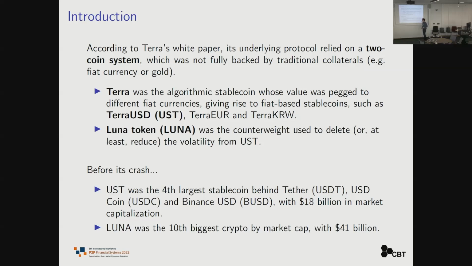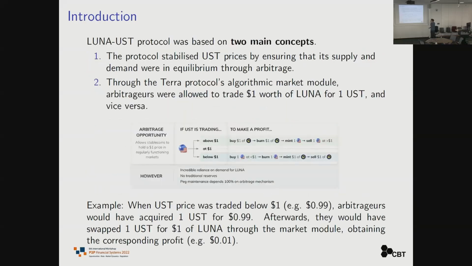And it's interesting to underline that we are not talking about a small project. Indeed, UST was the 4th largest stablecoin, only behind Tether, USDC, and Binance USD, with 18 billion. And Luna was literally the 10th biggest crypto by market cap, with 41 million. Then we are talking about something quite relevant. It was not a small project.